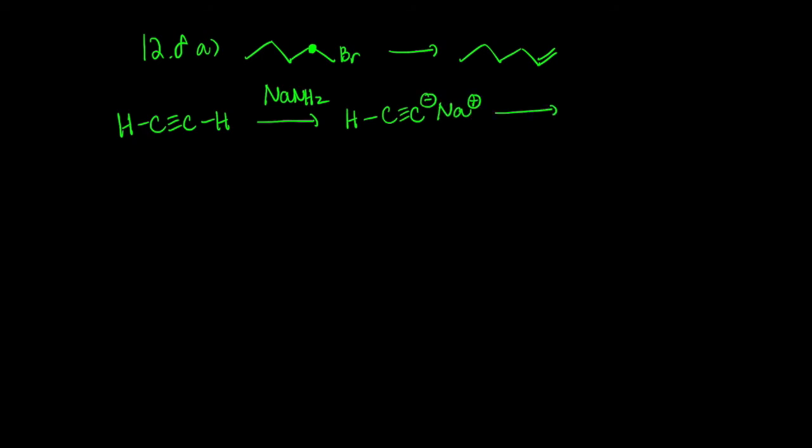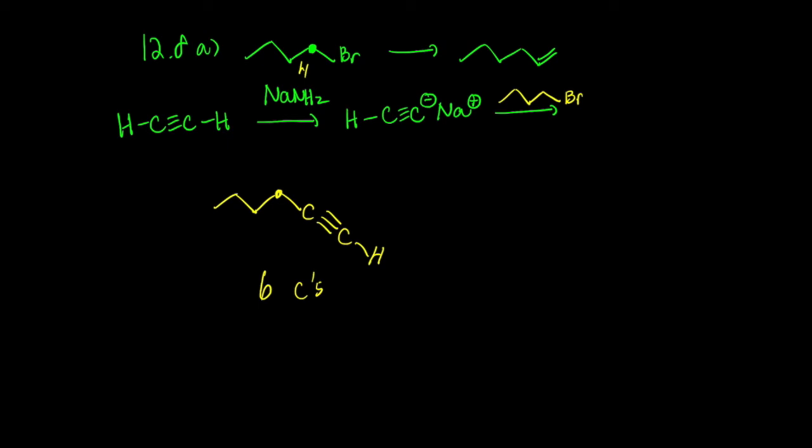Okay, and now I want to add the molecule provided to us, 1-bromobutane, and that's going to get a molecule that has the correct number of carbons. So this has 6 carbons now. This had 4, now we have 6.